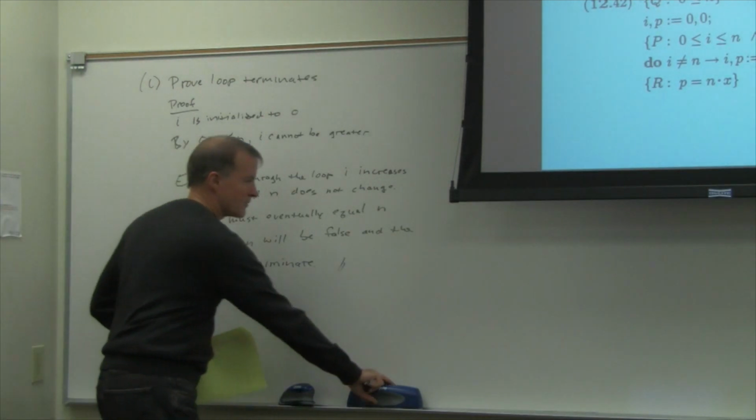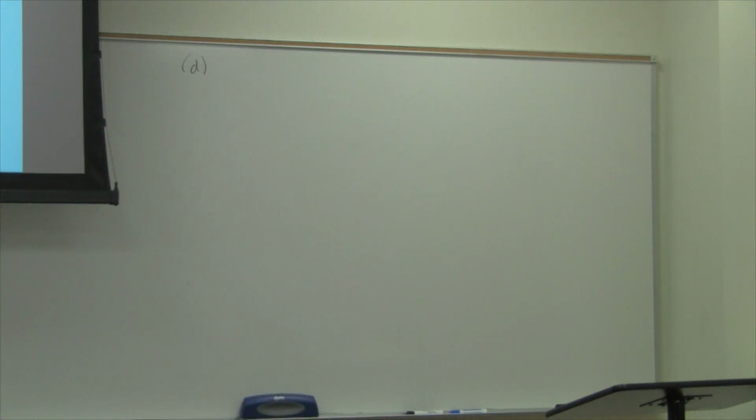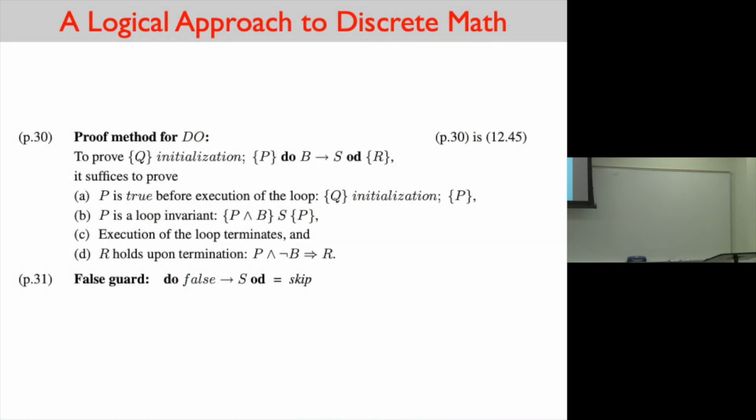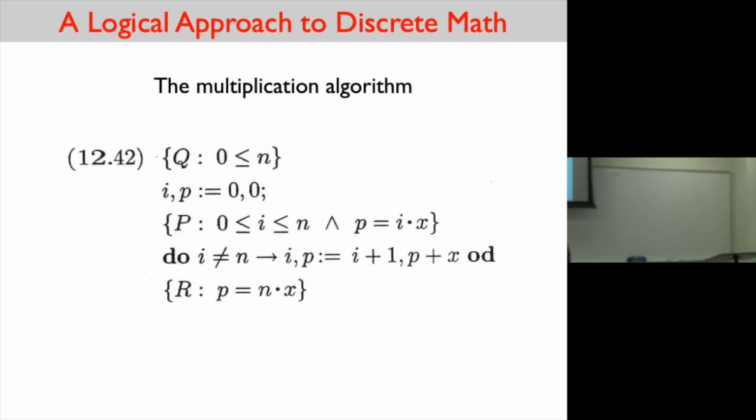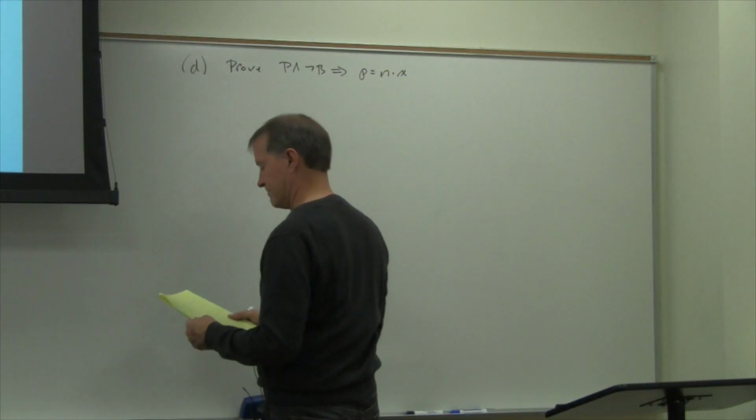Now just one more, we have to do part D. Remember what it said here? Let's switch. It says R holds on termination. So what do you have to prove? P and not B implies R. So what is that? P and not B implies, and what was our R? P equals n times x. Yes, the whole thing that we're trying to calculate. So now how do we prove that?